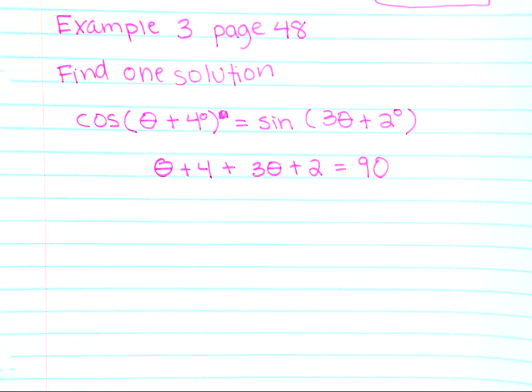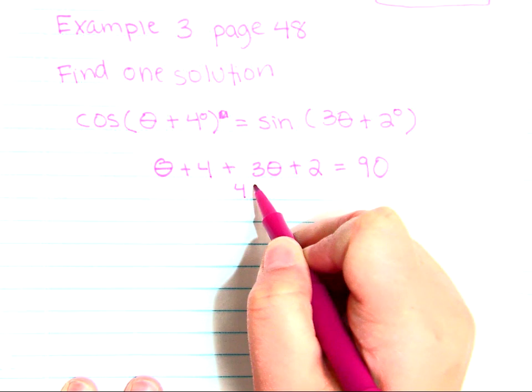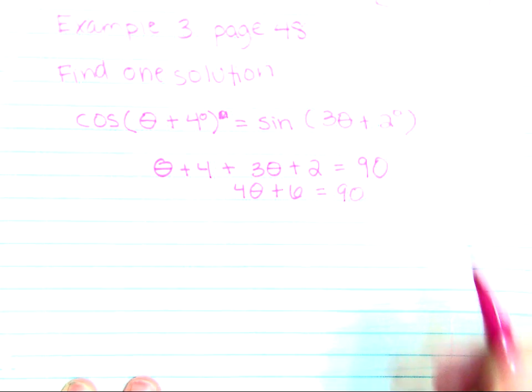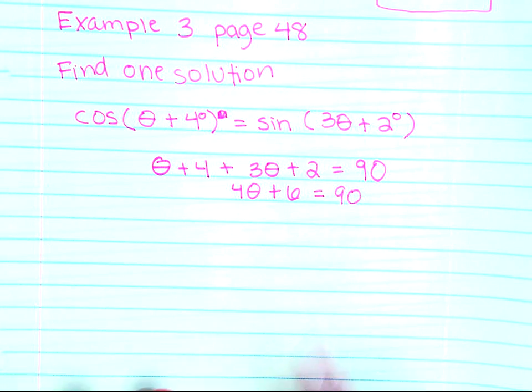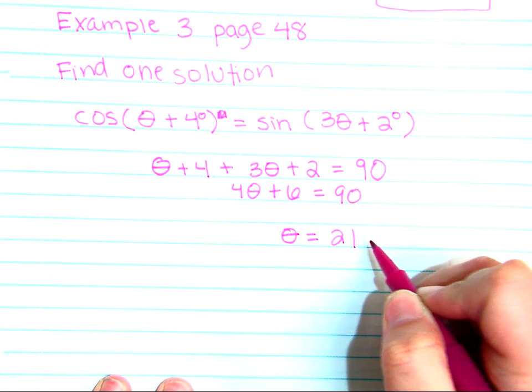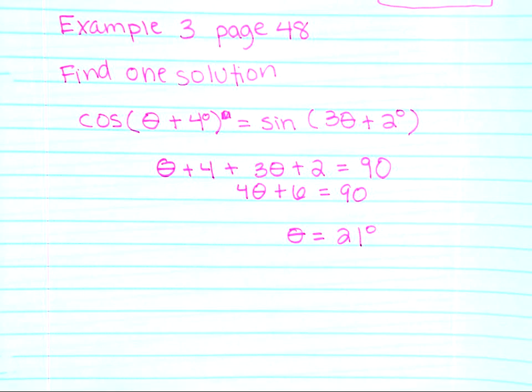So, combine like terms. I've got a theta and a 3 theta, so I've got 4 theta plus 6 equals 90. Go ahead and solve that for theta. You should get 21 degrees. Then if I were to plug 21 in back up here, you could make sure that together your angles actually equal 90 degrees.